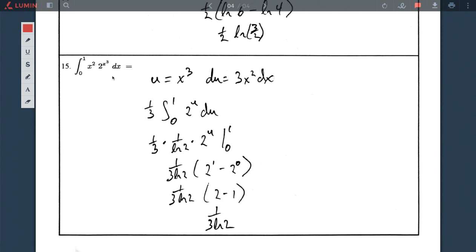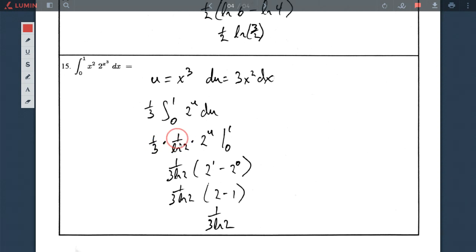I need to change my limits. So if I plug in 0, I get 0. If I plug in 1, I still get 1. So even though it doesn't look like it, I did try to change my limits, but my limits ended up being the same. So if I integrate 2 to the u, I have 1 over the natural log of the base and then times 2 to the u.